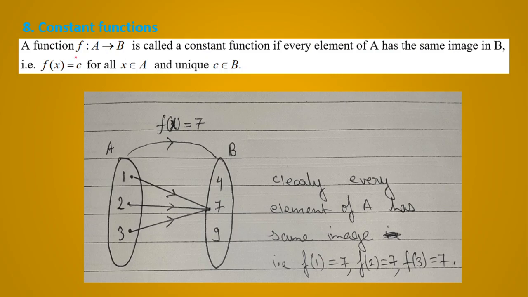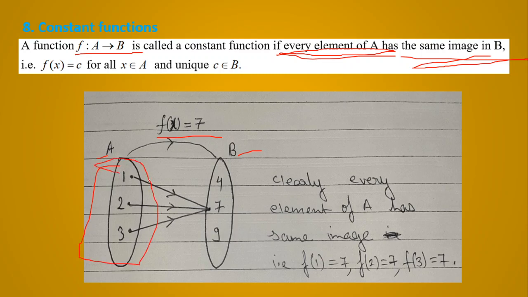Next, constant functions. Suppose f is a function from A to B, then we would say that f is a constant function if every element of A has same image in B. Like here I have taken two sets A and B, and f is defined in such a way that f of x equal to 7. So here we see that each element of set A is getting linked to same element in set B. So clearly every element of A has same image, that is f of 1 equal to 7, f of 2 equal to 7, f of 3 equal to 7. So that means f is a constant function.